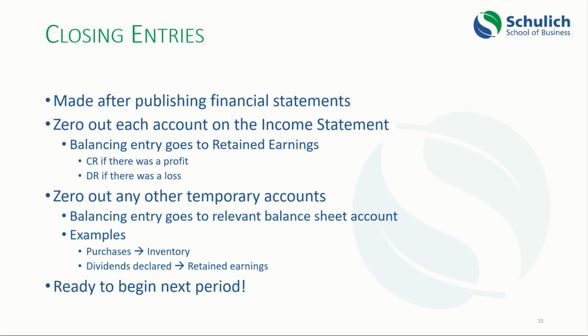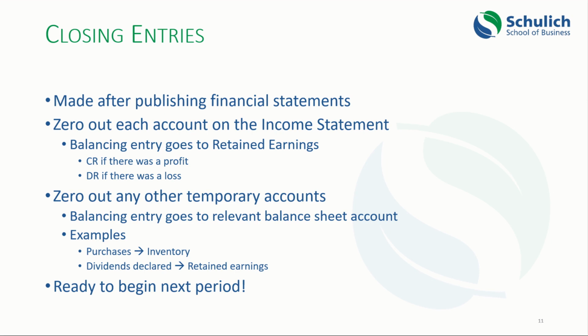The closing entry is fairly straightforward. It's simply a matter of applying a debit to every temporary account that has a credit balance and applying a credit to every temporary account that has a debit balance, and then putting a suitable debit or credit into the relevant permanent account to make the whole transaction balance.